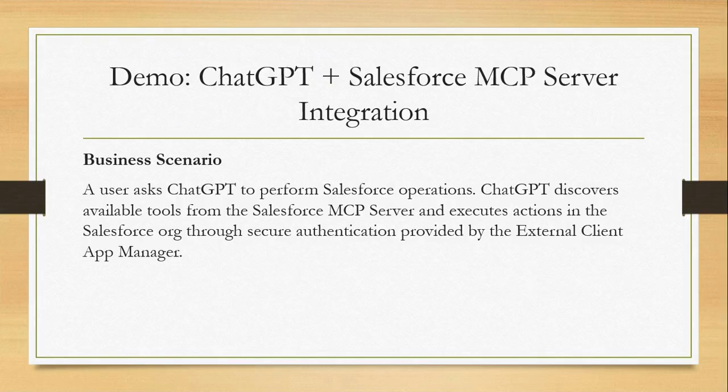So coming to the demo, as I initially mentioned, ChatGPT plus Salesforce MCP server integration. As a business scenario, I use ChatGPT to perform Salesforce operations. ChatGPT discovers available tools from the Salesforce MCP server and executes actions in the Salesforce app through secure authentication provided by the external client app manager. So here, a client app is needed. The purpose of that app is for authentication, and along with that, what access I'm going to provide from that app. So let me quickly walk through that.